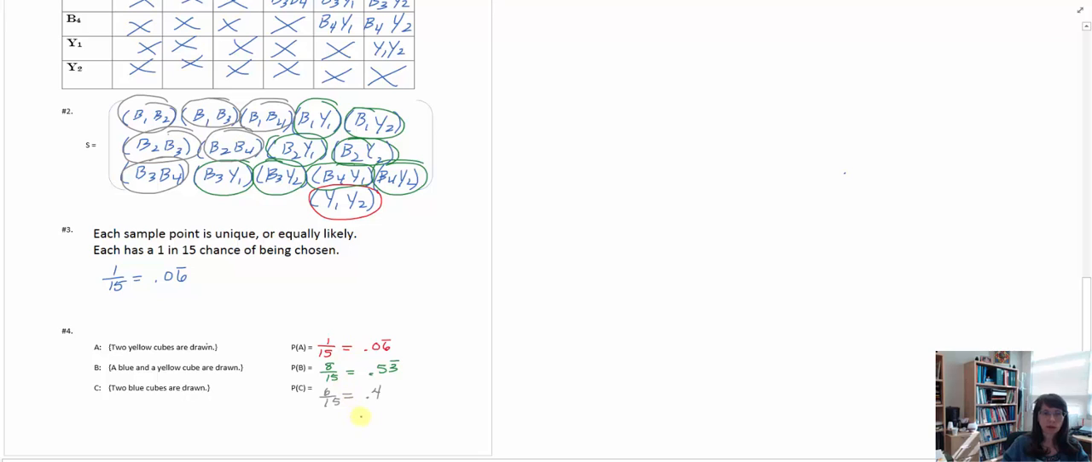So you might ask yourself, which probability is the most likely? And that one is one blue and one yellow, because 0.53 is the larger probability of these three options. The least likely event is A, two yellow cubes. And that's because you had fewer yellow cubes than blue cubes in your sample space.